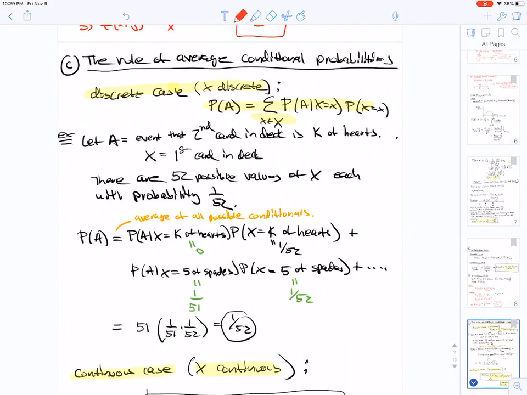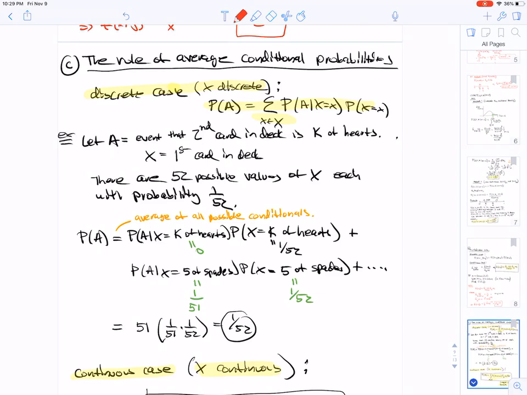Finally, the rule of average conditional probabilities. In the discrete case, we have the probability of A is the sum of the conditional probabilities weighted by the probability that x is x for each one, as x runs through all the different values of x. The point here is I might not know the probability of A, and I may only know the probability of A conditioned on some other random variable.